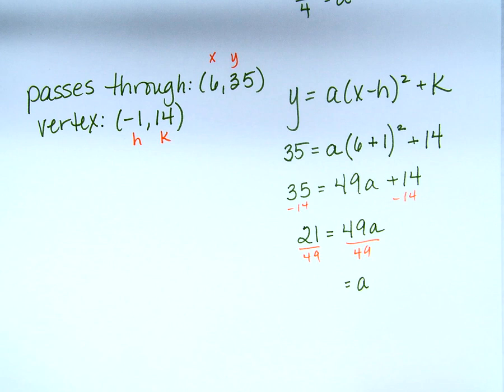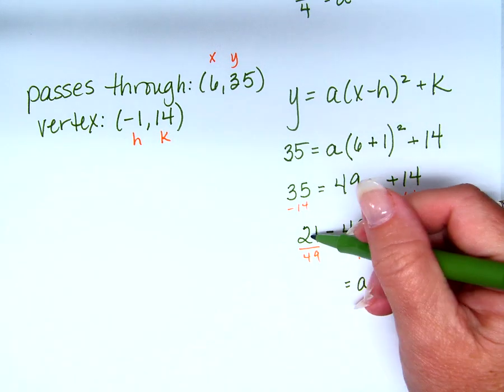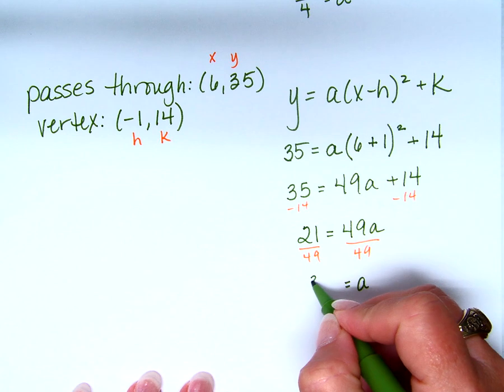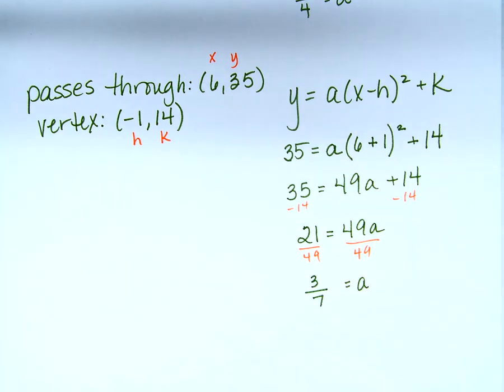Yeah, we don't want a decimal, do we? We want the exact answer. A decimal would be a rounding of it, wouldn't it? So yes, we absolutely can simplify. What number divides into both of these numbers? 7. Very good. 21 divided by 7 is? 3. And 49 divided by 7 is? Very good.